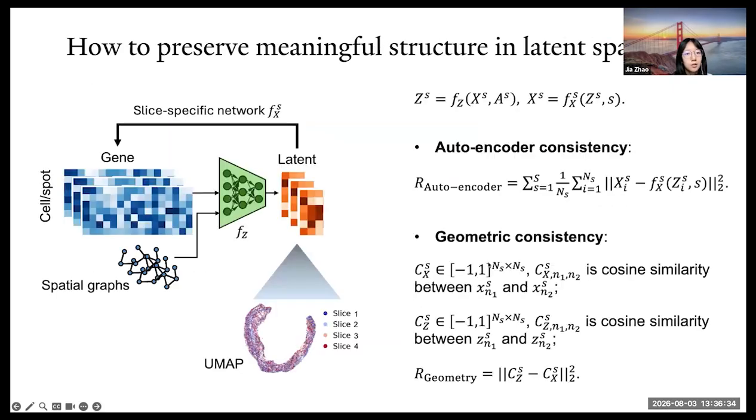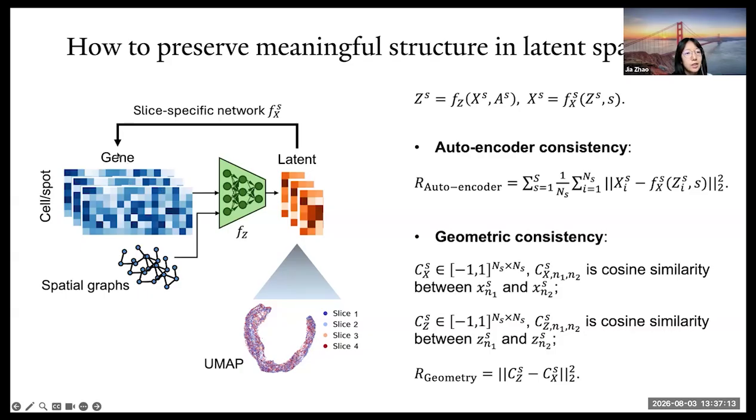The last component of our model design is that we want to preserve the meaningful structure in the latent space. To do that, we use geometric consistency. It's very easy to understand. The intuition is that we can learn the similarity matrix from each pair of cells or spots. If they are very similar, then the similarity should be preserved in the latent space. And if they are less similar, then that difference should also be preserved in the latent space.